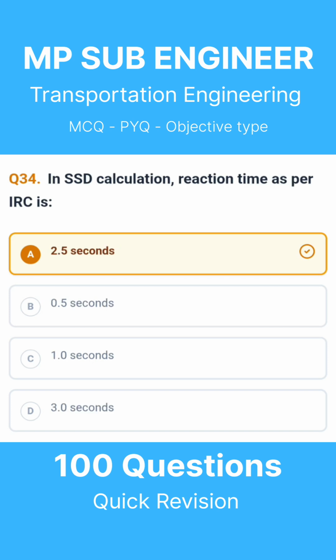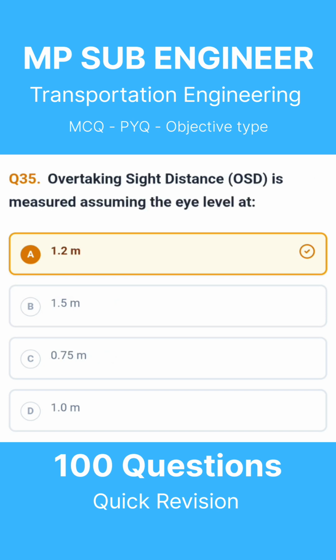Question 34. In SSD calculation, reaction time as per IRC is. The correct answer is 2.5 seconds. Question 35. Overtaking sight distance (OSD) is measured assuming the eye level at. The correct answer is 1.2 meters.